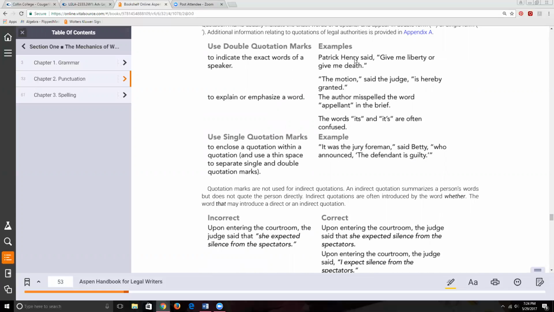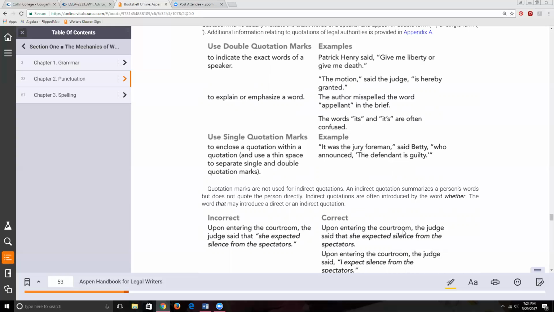Or Patrick Henry said that he preferred to die than to lose his liberty. So I have summarized, I have paraphrased his words. Well, when I do that, I don't put them in quotes. That's what we oftentimes call an indirect quote. So let's look at some examples of indirect quotes.